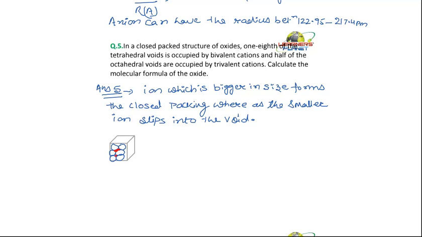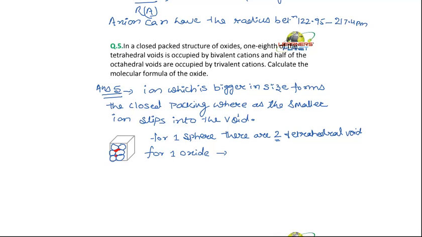Now, for one sphere, there are 2 tetrahedral voids, right? That is, for one oxygen, there are how many tetrahedral voids? 2. Right? So, what is it?